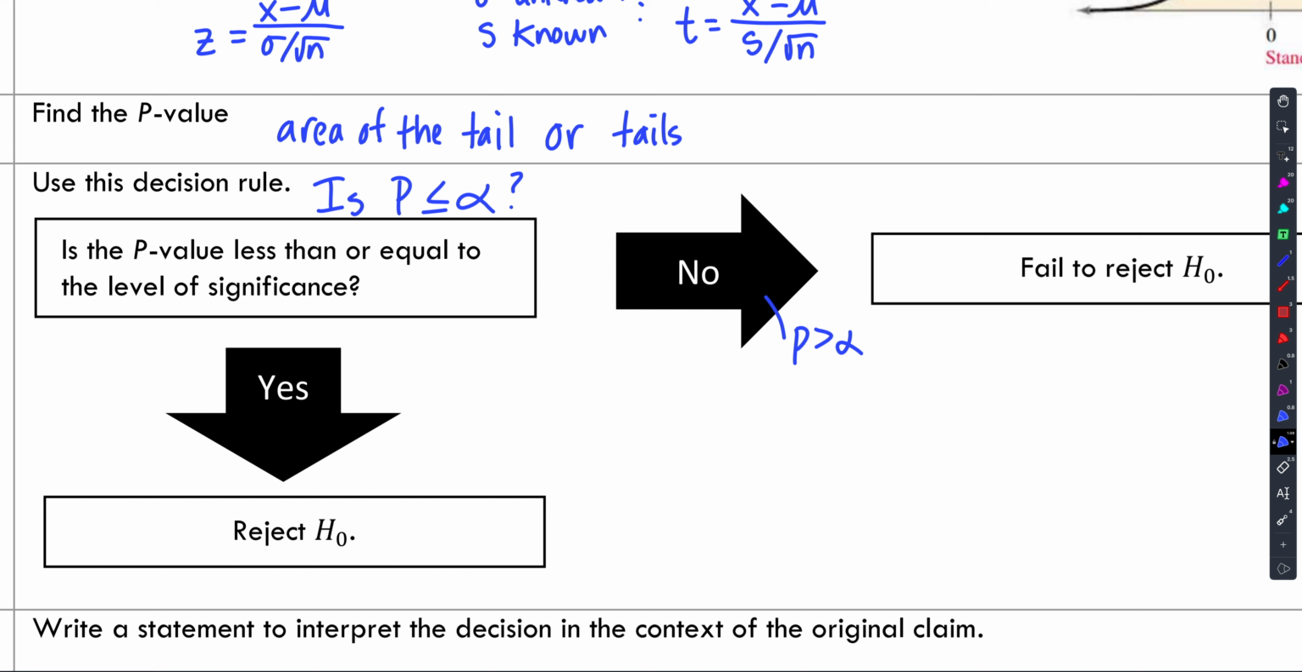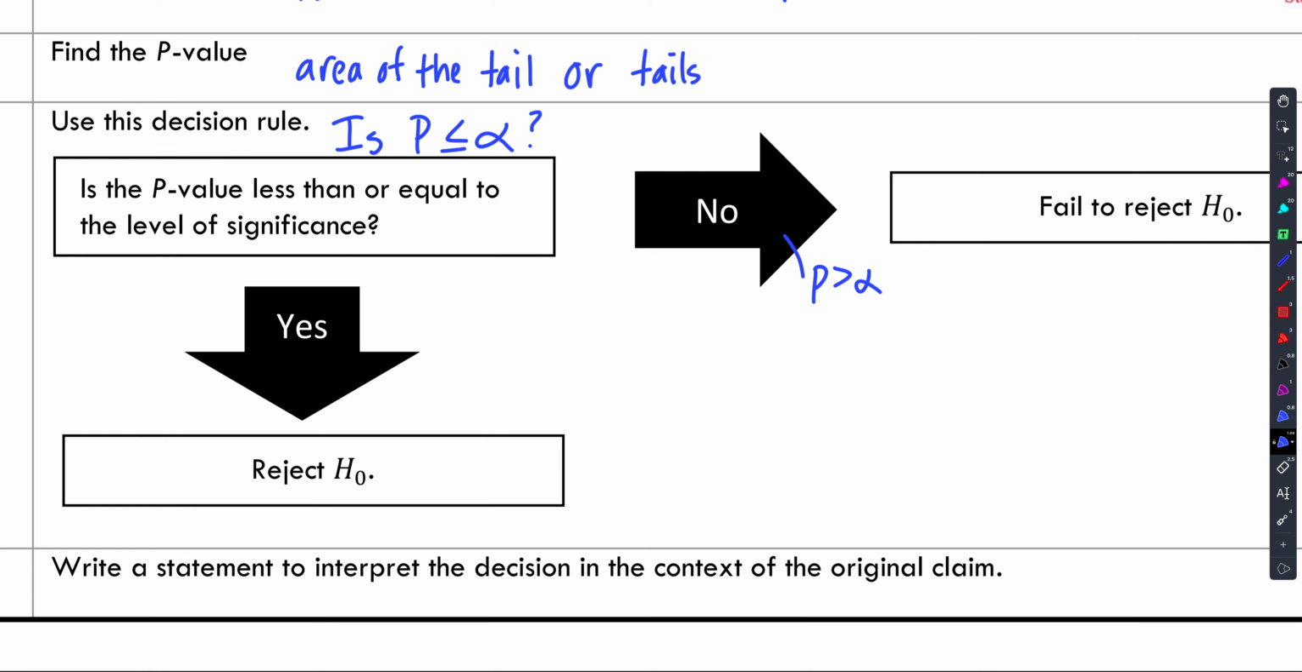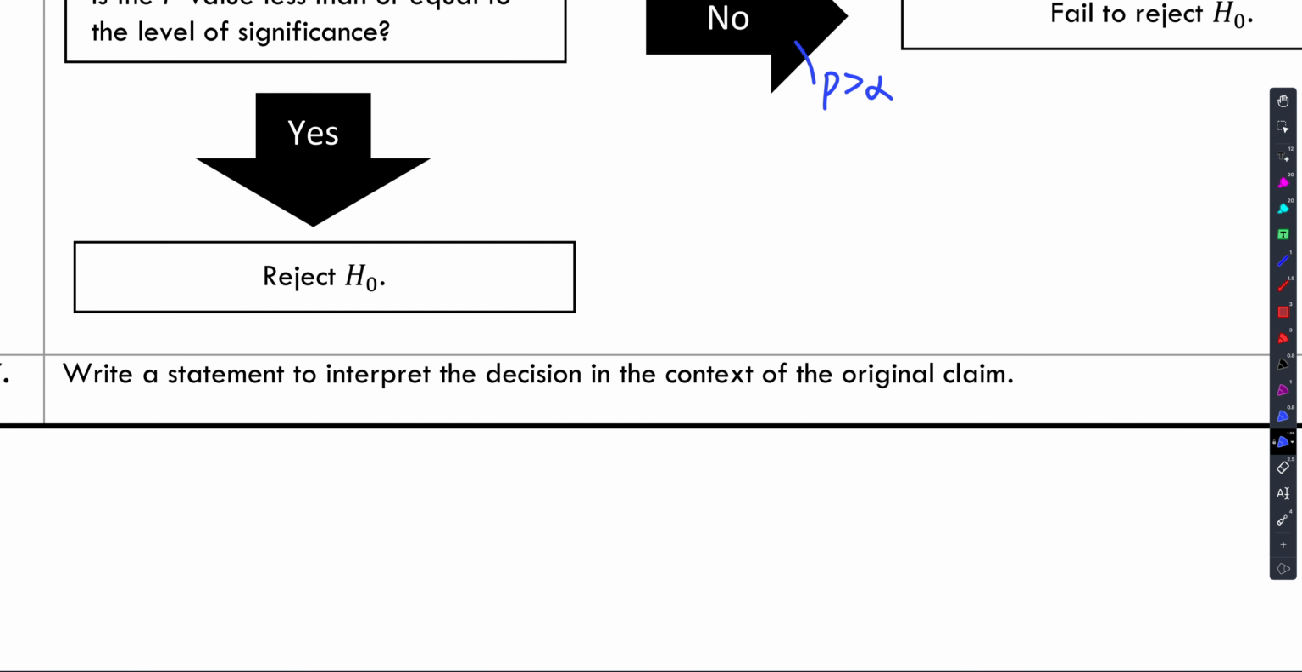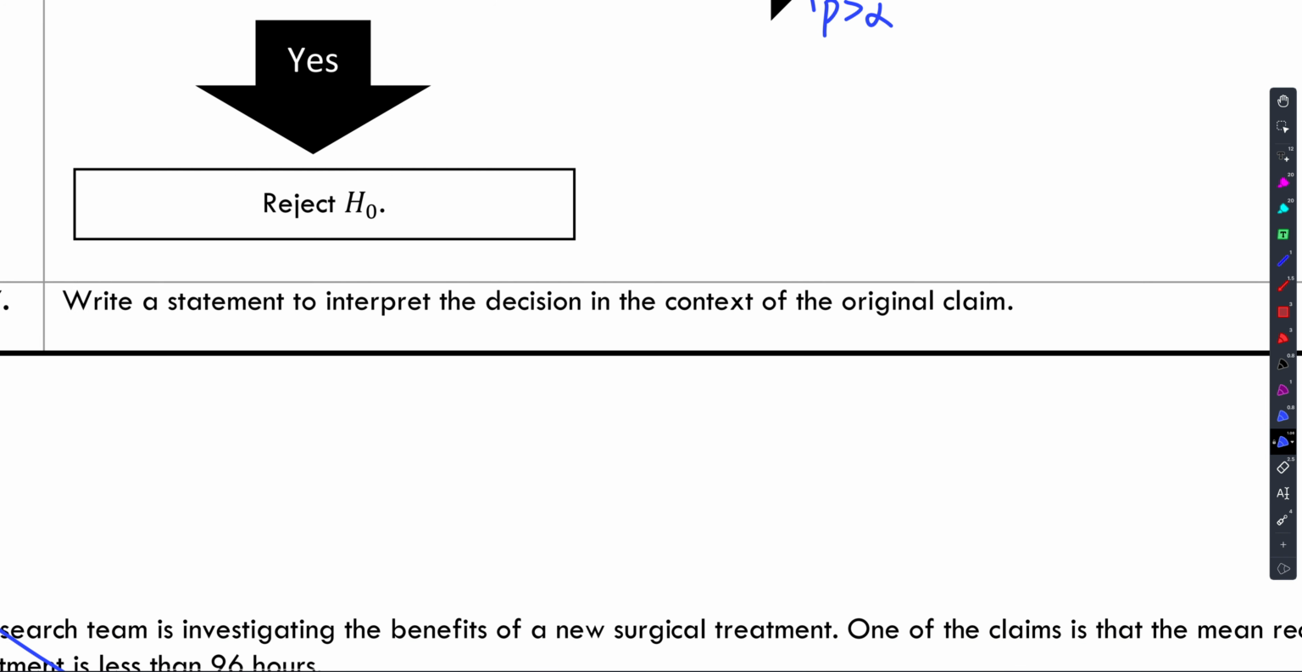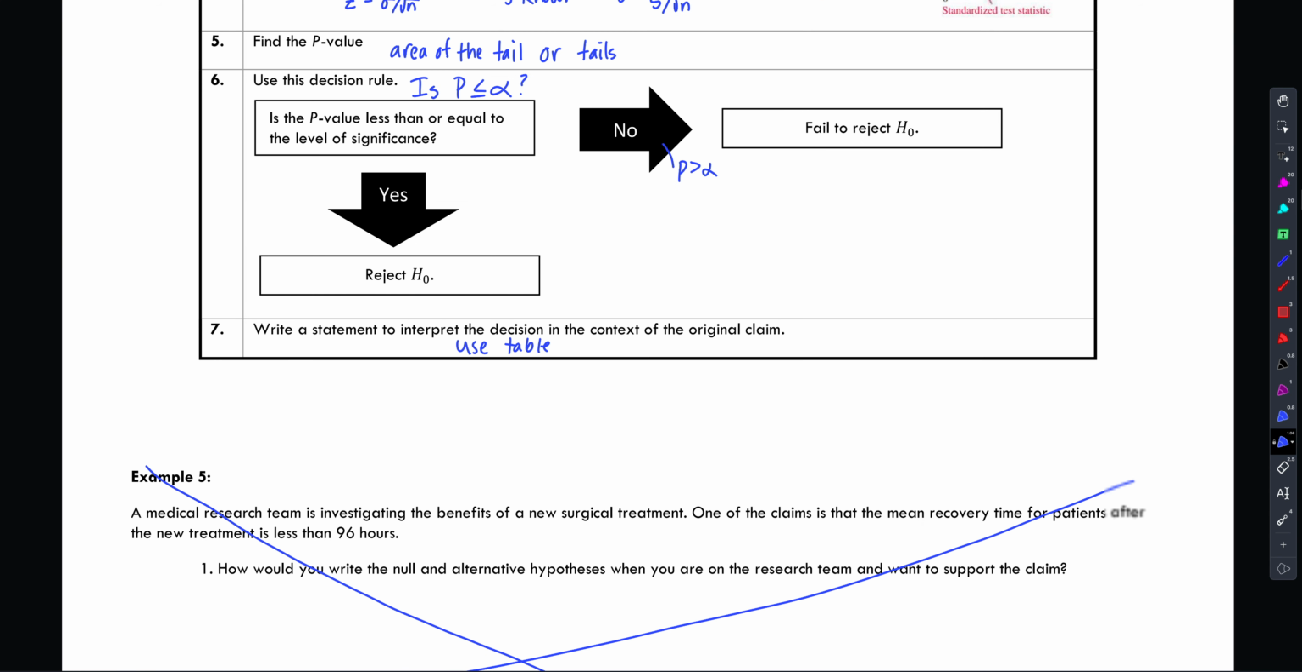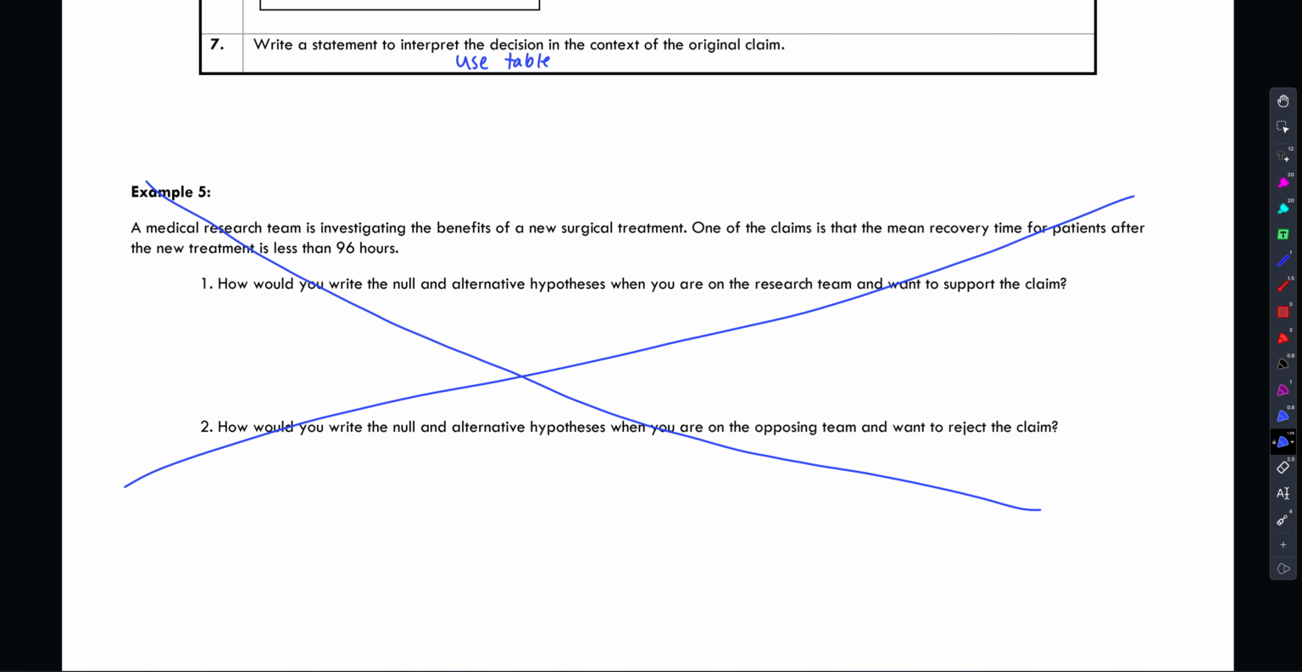Okay, so we made a decision. Now our decision does us no good unless we can interpret that decision. So in our last step, we write a statement to interpret the decision in the context of the original claim. So you use that table that we talked about. Basically saying there is or there is not enough evidence to either support or reject the claim that, and then you finish your sentence. And that's it. We're going to skip example 5 because I think actually it does a little more harm than good. Okay, so that's it.